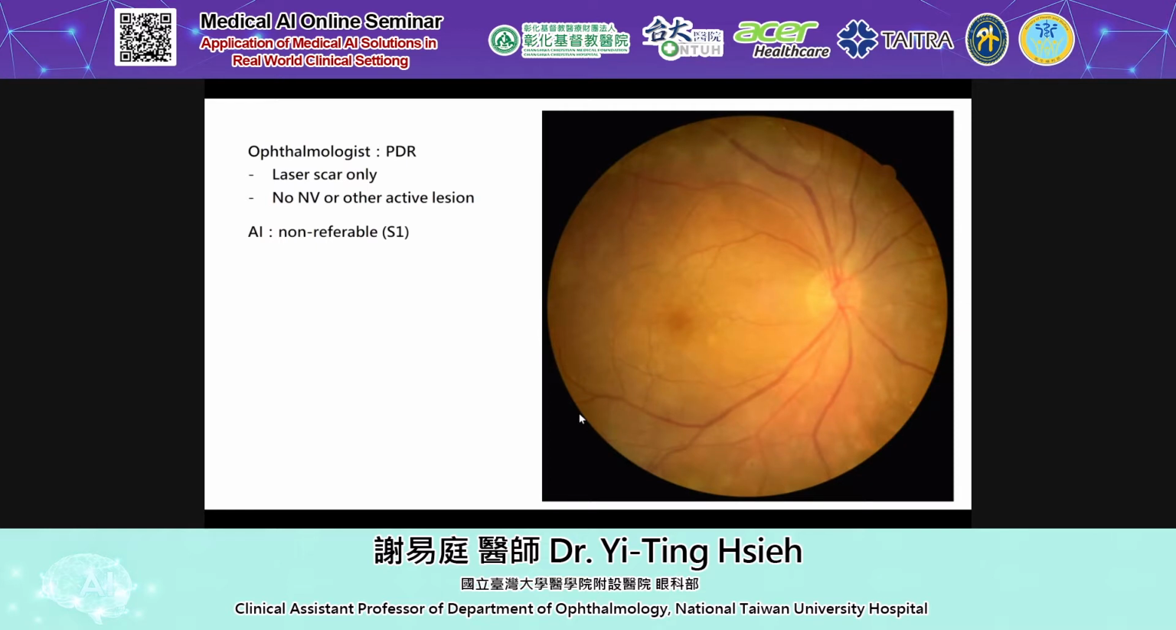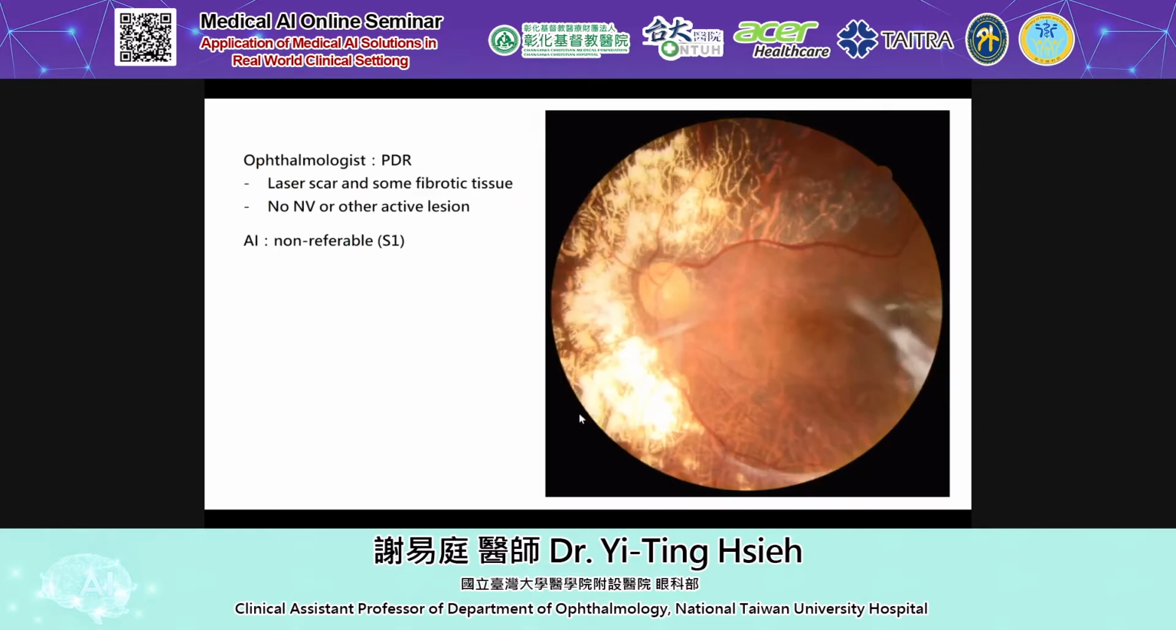This is the first one. The ophthalmologist diagnosed it as PDR because there are laser scars. So we naturally think that they are PDR. That's why they received the laser. But actually, if we look carefully, there is no active lesion, no neovascularization, and no hemorrhage, no microaneurysm. So I think it's forgivable. It is not that bad if the AI cannot diagnose it as referable DR.